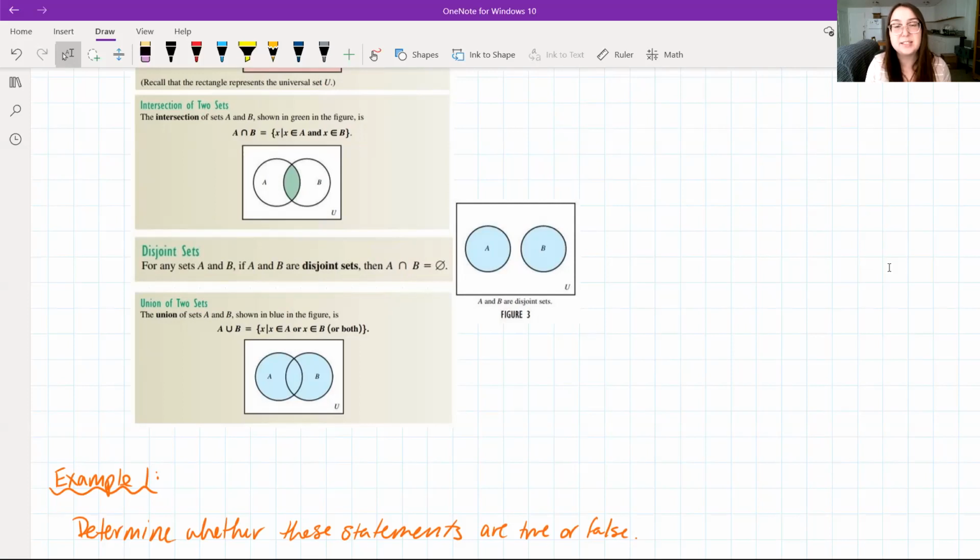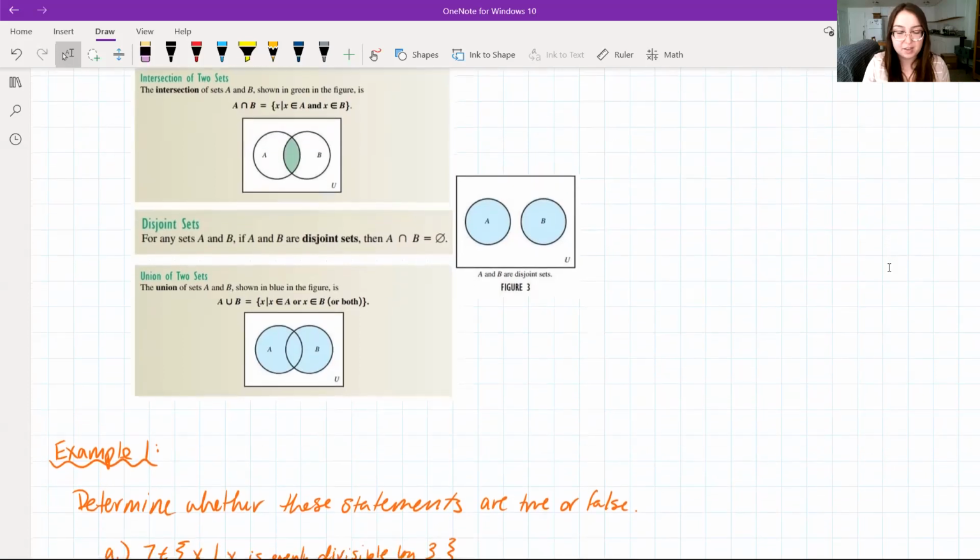Then we have disjoint sets. For any sets A and B, if A and B are disjoint sets, then A intersection B is the empty set. If we look at figure 3, this is because when we write out our Venn diagram, we see that they don't overlap at all. They're completely separated and don't share any elements. So if they don't share any elements, the intersection will be the empty set.